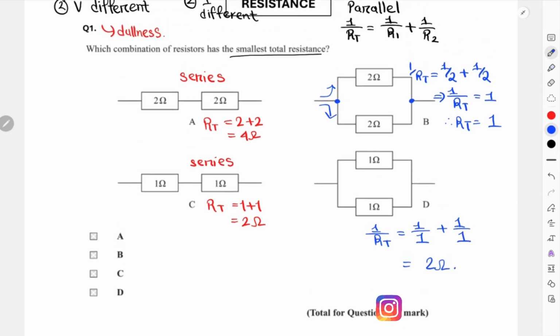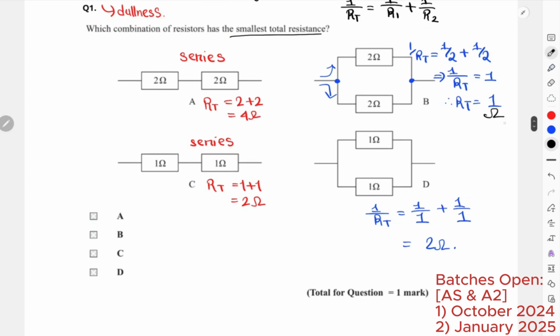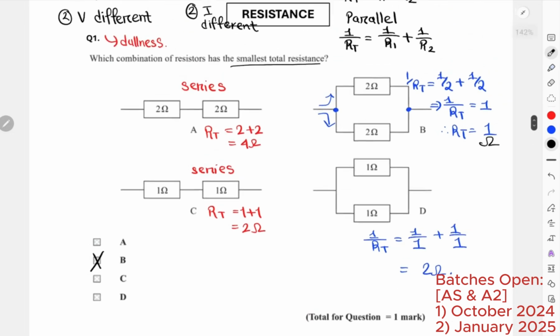The smallest resistance among all the circuits. Now, obviously option B is the one, because for option A, you get 4 ohms. This is 2 ohms, this is 2 ohms. C and D are equal. A is 4, whereas B is 1. So obviously option B over here represents the smallest resistor. So option B is the correct answer.